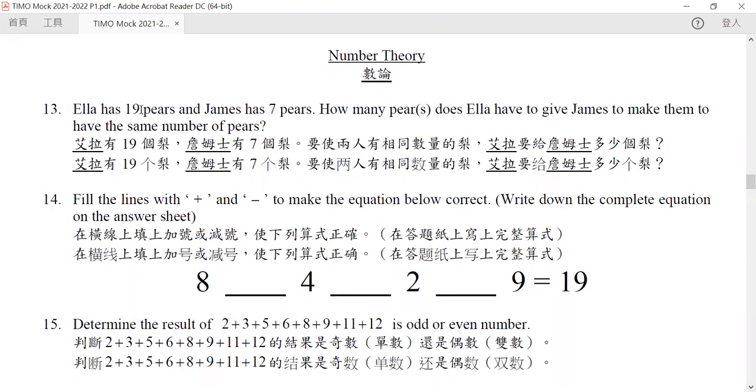Question number 13. Ella has 19 pears and James has 7. How many pears does Ella have to give James to make them have the same number of pears? Okay, so let us look into this final part. Now, this type of question is called the exchange.